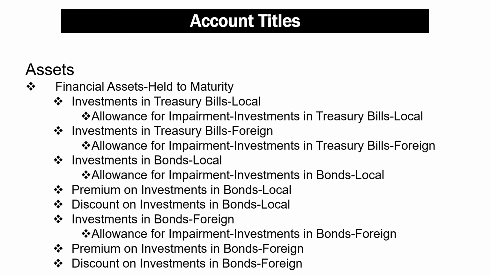Next, we also have the bonds investment foreign and then allowance for impairment. So both has the allowance for impairment. Ito naman, katulad din ng investment in bonds. Okay?